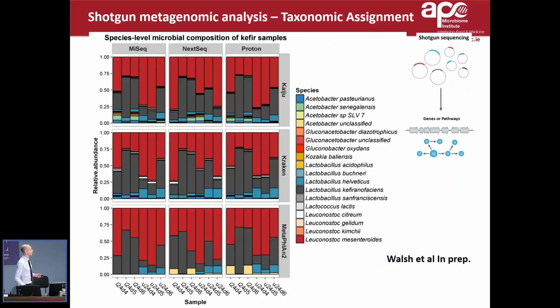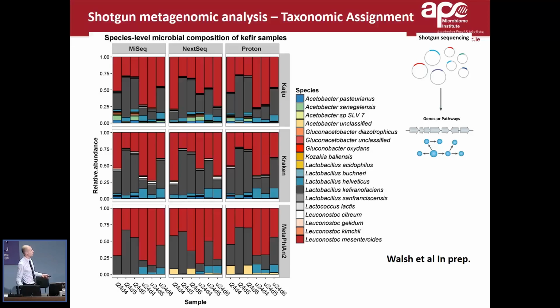We've also taken a similar approach to determine how these different variables impact on shotgun sequencing. In this case, we picked a simple microbial community from kefir. Kefir is a fermented milk, which has a low diversity community. Now, as you can see, we're getting down to species level detail here, and across each of these 6 samples just simply represents a different kefir sample, because each of these fermented milks is different. What you're seeing as you're going down are the results from a MiSeq instrument versus a NextSeq instrument versus a proton. And then what you're seeing here are Kaiju, Kraken, and Metaphlan.